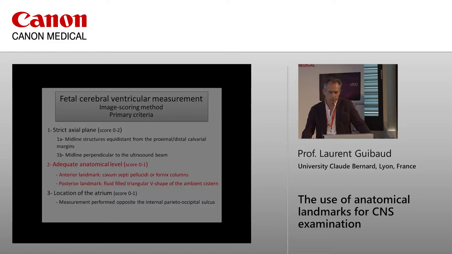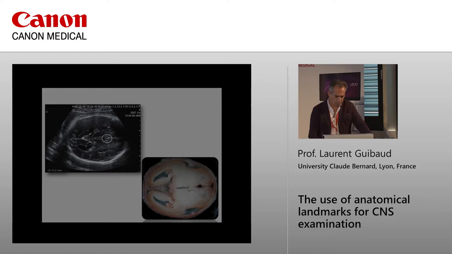Some people say you should use the thalami. In fact, the best thing is to have two landmarks, one anterior and one posterior. The anterior one can be the cavum septum pellucidi, and it can also be the fornix column. And the posterior landmark is the fluid-filled space of the ambient cistern. This is the triangular space of the ambient cistern, which is here. It's subarachnoid space. And this is the cavum pellucidi, and here it's the fornix column. And this is much more accurate than the thalami.